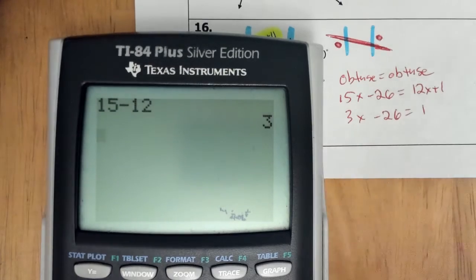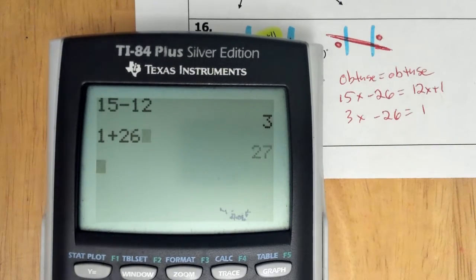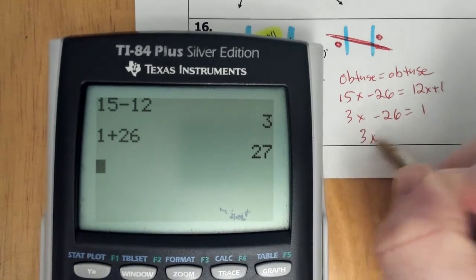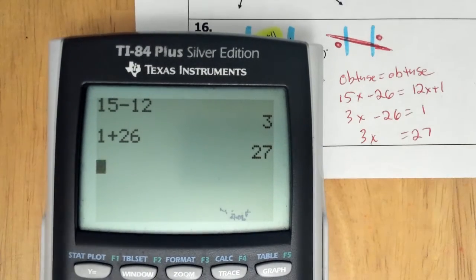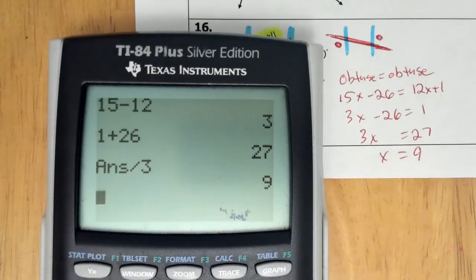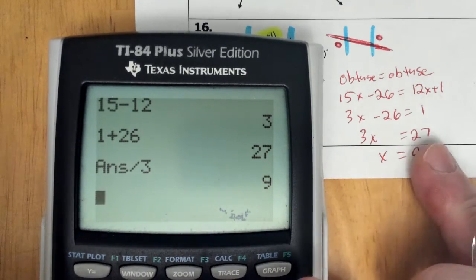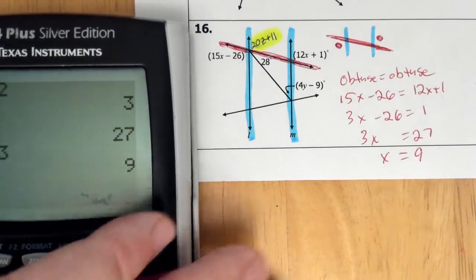I'm going to take that 1. I'm going to add that 26 over here. I get 3x is equal to 27. And now I'm going to divide by 3. I got x equals 9. Huh. I just happened to get x is 9 again. Awesome. And what are you supposed to do as soon as you find x? You always plug it back into the picture. All right, so we're going to take this. We're going to plug it back into this picture over here.